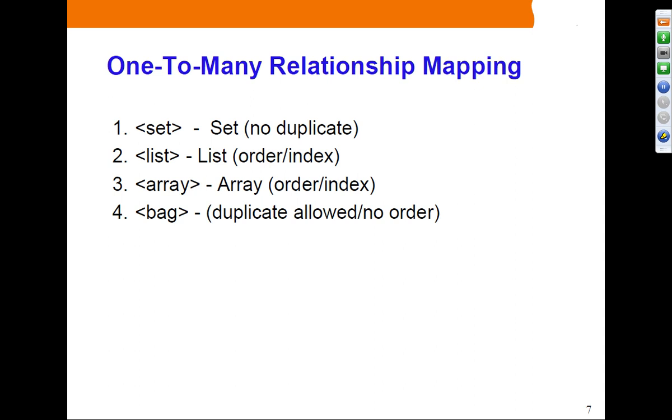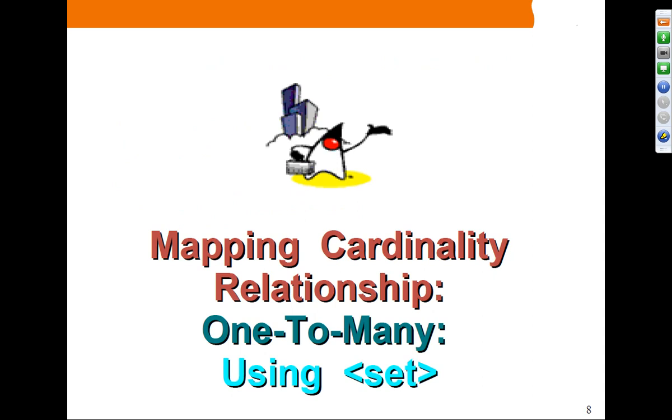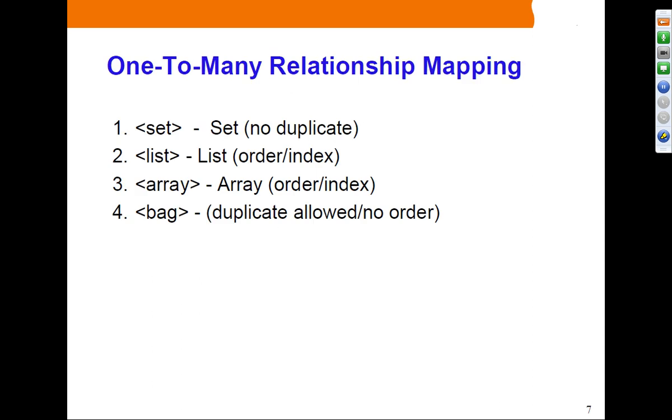And then Hibernate also provides another scheme called the bag, and in this case duplicates are allowed and it doesn't have any order. So this is probably the widest spectrum, the largest set of items, I would say. All right, so let's look into using set. Okay, so this is the one-to-many case using set. We're going to look into each of these four cases.